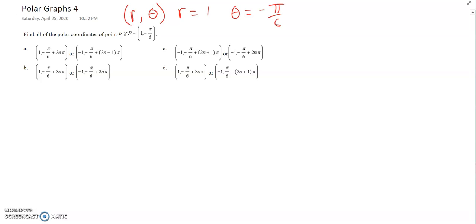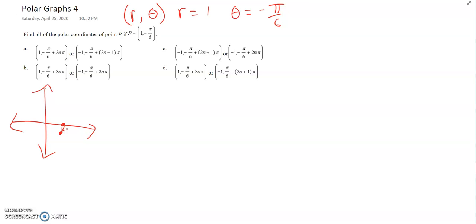So if you wanted to plot this, you could, just to get an idea of where it's at. Radius is 1, angle is negative pi over 6, so go out to 1. Go in the negative direction, pi over 6 should be right around here, rotated pi over 6. So negative 30 degrees we got there.